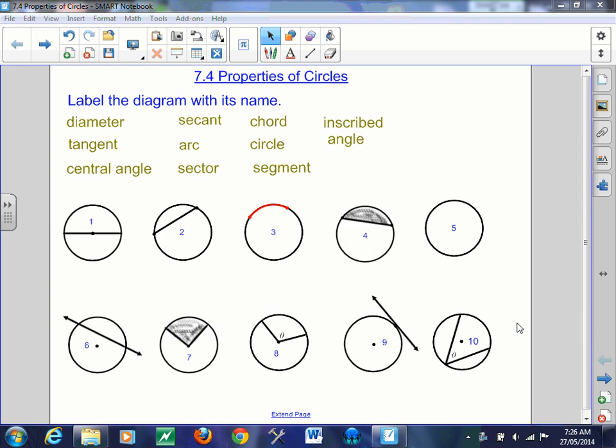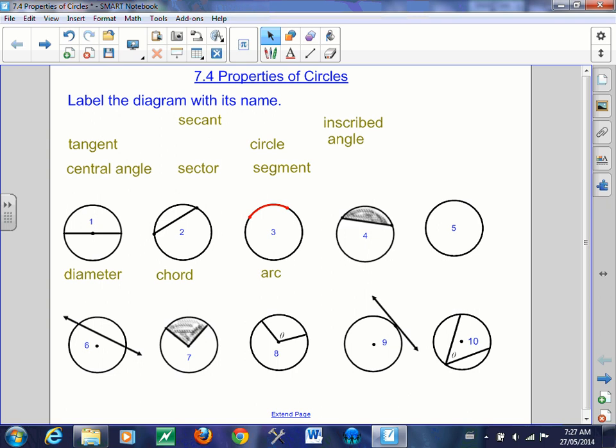We're going to start off with some terminology here. It says, label the diagram with its name. So number 1, that's a line straight across. That's called the diameter. Number 2, when you take a cross section that's not through the origin or the center of the circle, we call that a chord. Now this might be something new. Number 3, it's along the outside. It's not the entire outside, which we would call perimeter, or in this case circumference, because it's a circle.